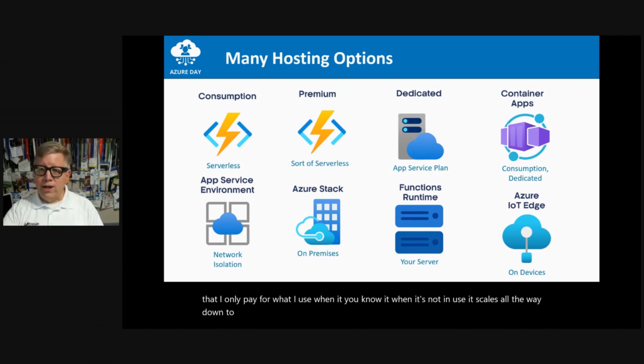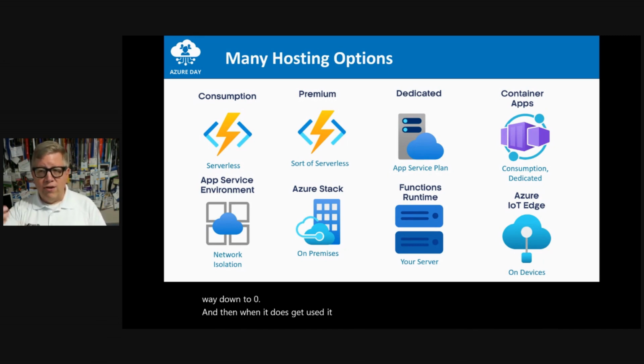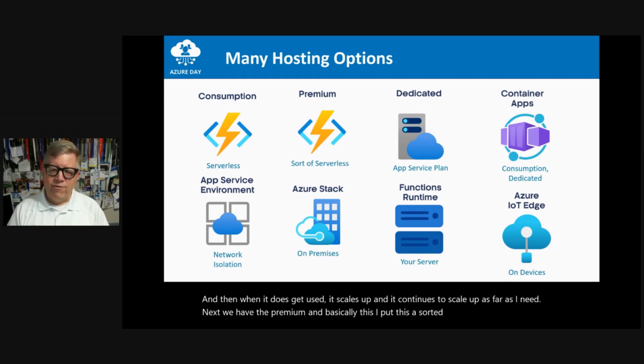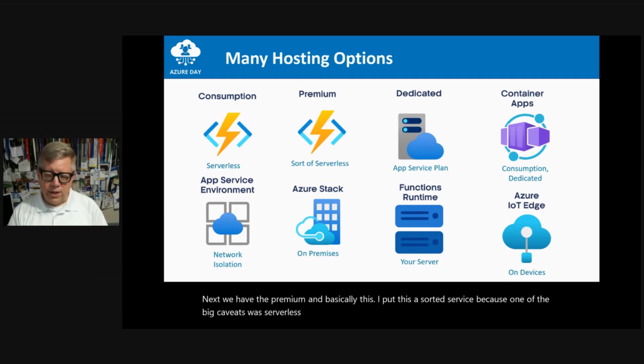And then when it does get used, it scales up, and it continues to scale up as far as I need. Next, we have the premium. Basically, I put this as sort of serverless because one of the big caveats with premium is that it never goes fully to sleep. So at all times, there's always at least one instance of premium running.